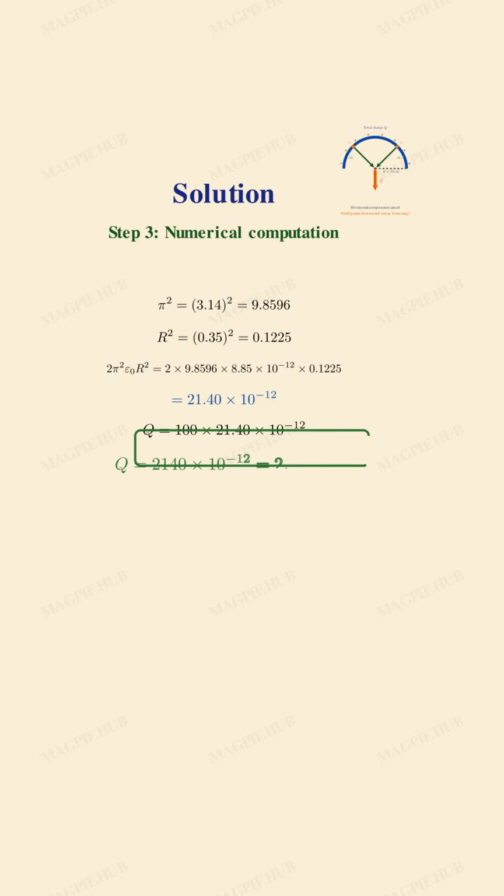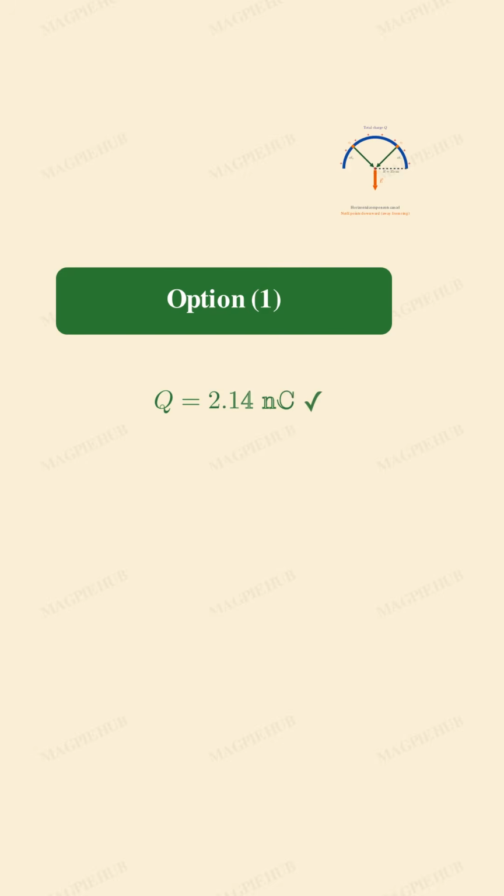Therefore Q equals 100 times 21.40 times 10 to the minus 12, which is 2140 times 10 to the minus 12, equal to 2.14 nanocoulombs. The correct answer is option 1, Q equals 2.14 nanocoulombs.